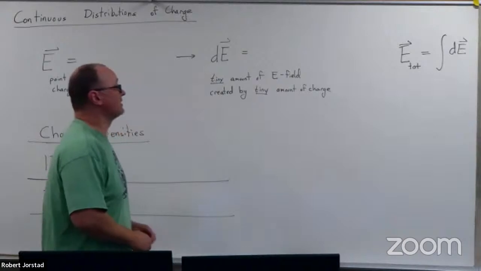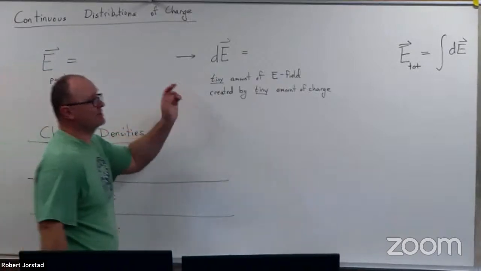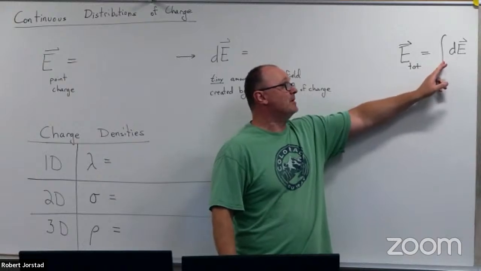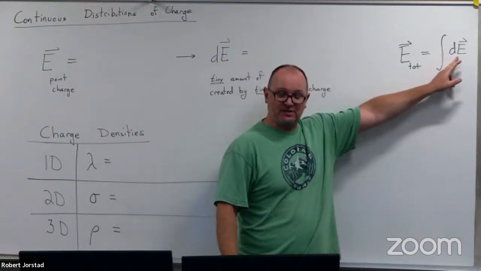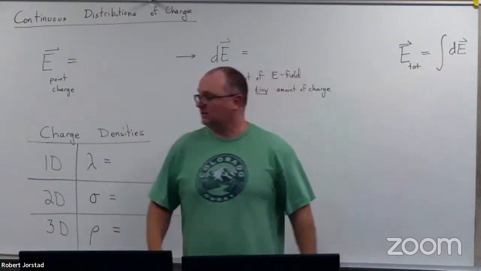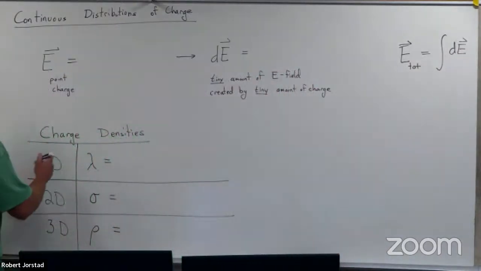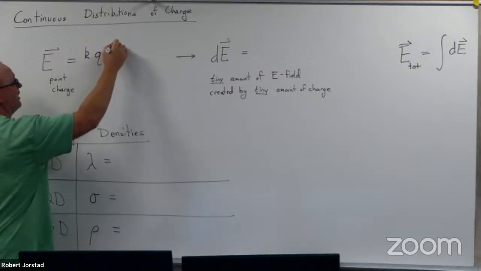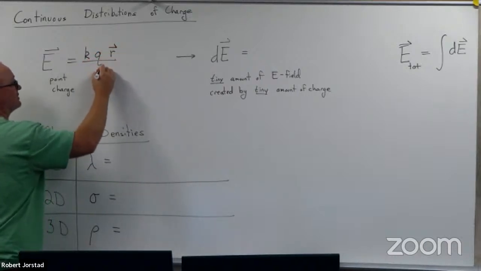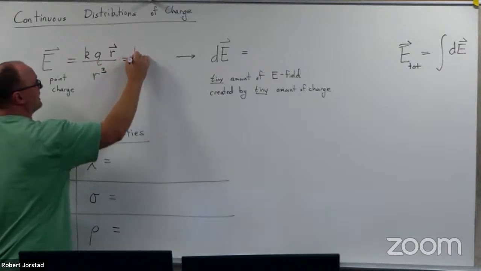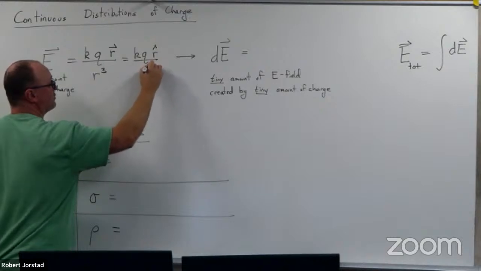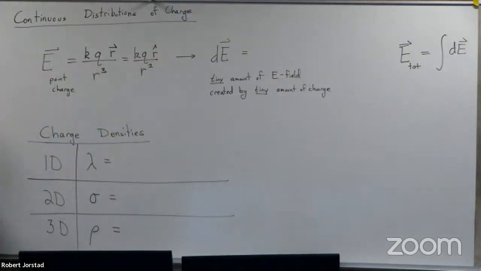So the idea is we're going to add up the tiny contributions. That means basically do an integral, and that means add up all of the tiny contributions from each individual point charge. So let's do a quick review here. K Q, I'm going to say R vector over R cubed, or you could say it's K Q R hat over R squared. Either one of these would be acceptable.